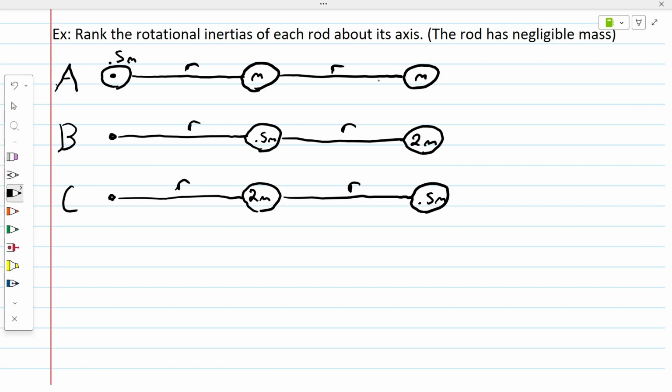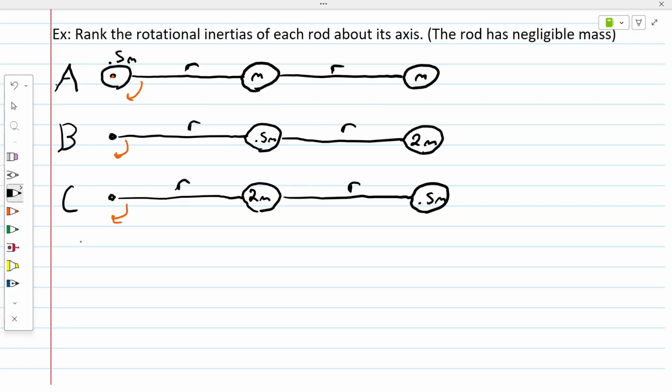In this case, we want to rank the rotational inertia of each rod about its axis. This is the axis right here, this little dot, and this rod is rotating around this way. We want to compare these. The rod itself has negligible mass, so we can assume that the rod is not causing any rotational inertia, and it only has to do with these balls that have m. The m represents some unit of mass, so they're all related to each other. Let's calculate these in terms of m for each one of them, and r obviously being the distance from each of these points.